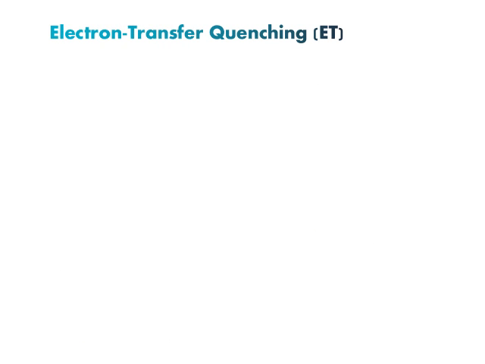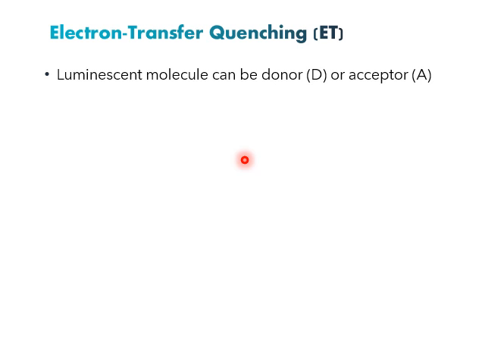All right, and then the electron-transfer quenching, ET as it's abbreviated, that process is going to involve now net redox chemistry. So you're going to have, in this case, charge transfer between the donor and the acceptor molecule after excitation. So you're going to be doing just a single electron transfer event. So in the energy transfer, we always said the luminescent molecule was the donor.